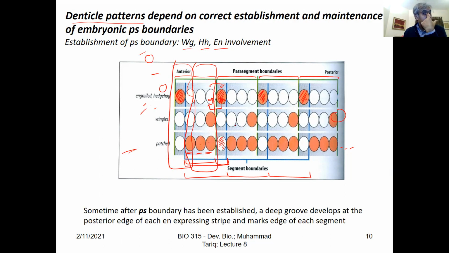Slightly after the parasegmental boundary has been established, the earliest sign of parasegments, I told you, are these tiny grooves in the embryo. The embryo looks normal, but there are slight grooves which are the earliest signs of parasegments.